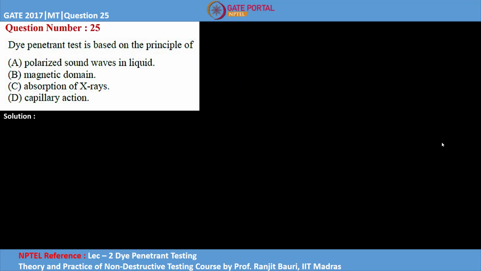So this is question number 25 of GATE 2017 Metallurgical Engineering. The question is, dye penetrant testing is based on the principle of: option A, polarized sound waves in liquid; option B, magnetic domain; option C, absorption of X-rays; option D, capillary action.